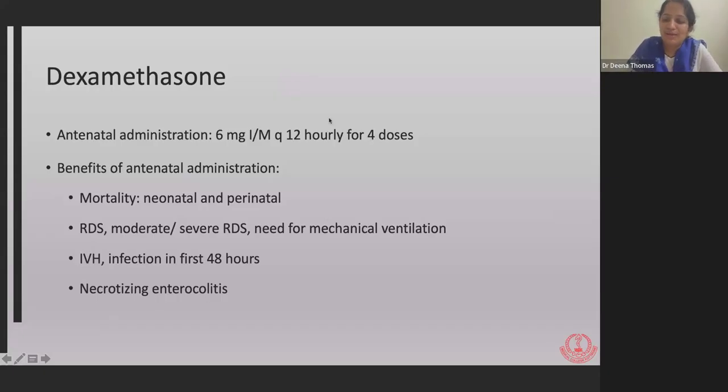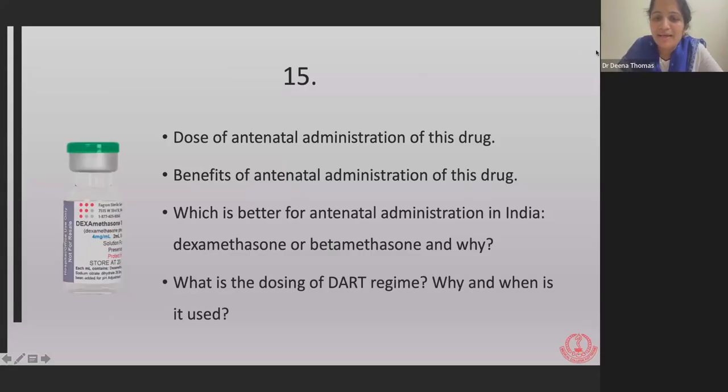Okay, coming to the previous question, what is better for antenatal administration in India? Dexamethasone or betamethasone? Can anyone tell me? Dexa, because it is feasible, available, and heat stable.